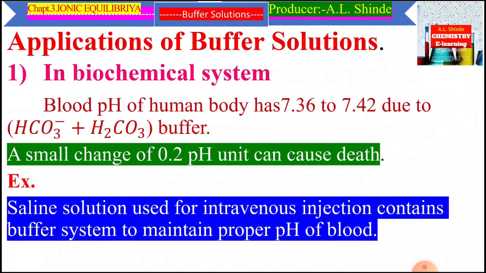Now, the applications of buffer solutions. First one, in a biochemical system, the blood pH of the human body ranges from 7.36 to 7.42 due to the mixture of buffer solution of HCO3 minus ions and H2CO3. A small change of 0.2 in pH can cause death. That means these changes are fatal to the human body. For example, saline solution used for intravenous injection contains a buffer system to maintain the proper pH of blood.